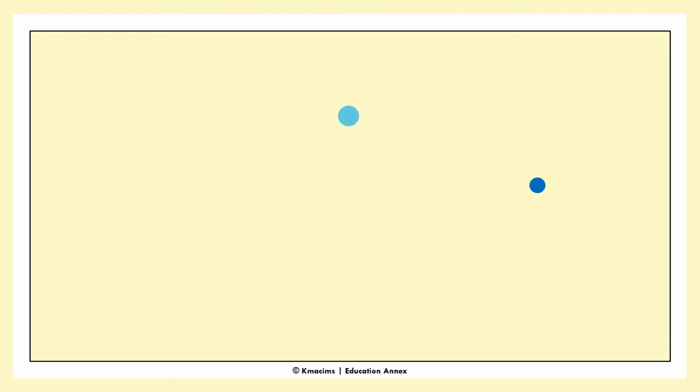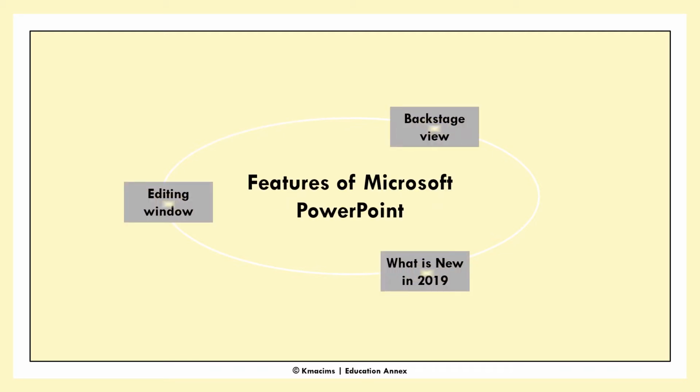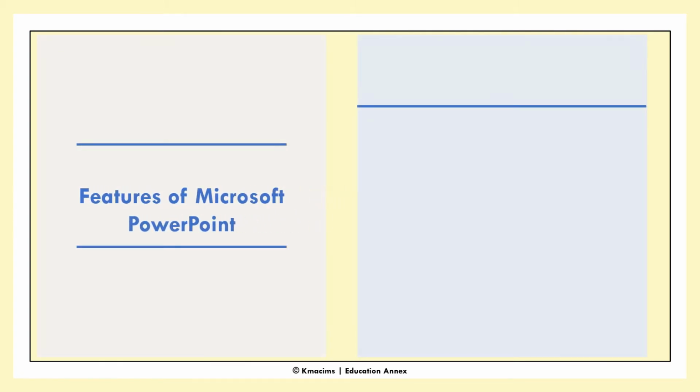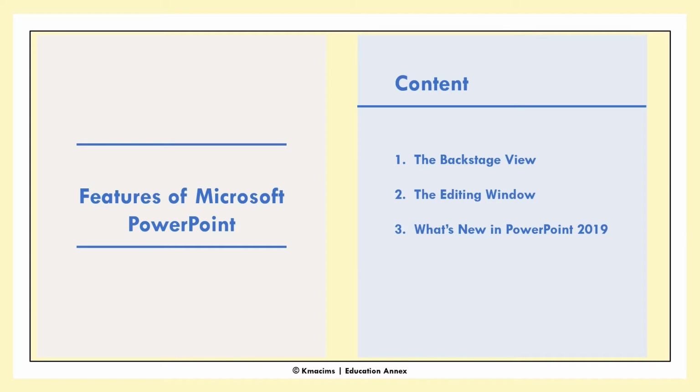Microsoft PowerPoint presentation window contains features that make it easy to create, project, print slides, or share a presentation. The ribbon is a feature of Microsoft PowerPoint that makes creating and editing a presentation easy. In this tutorial, you are going to learn the Backstage View in PowerPoint, the editing window, and what's new in PowerPoint 2019.